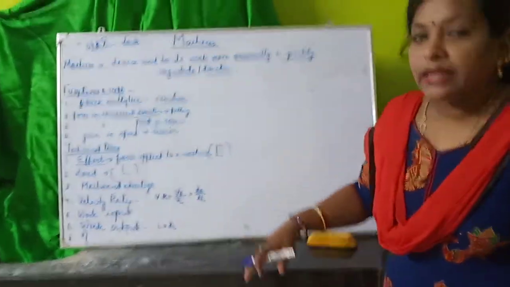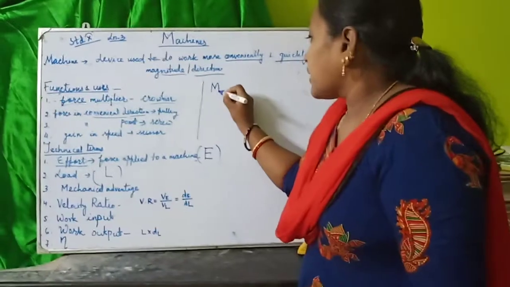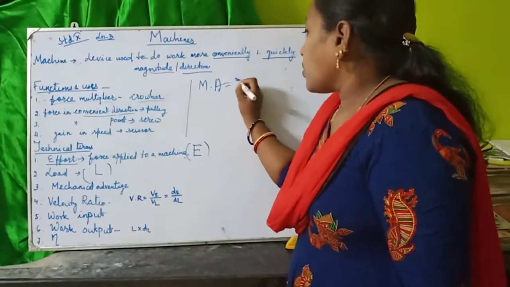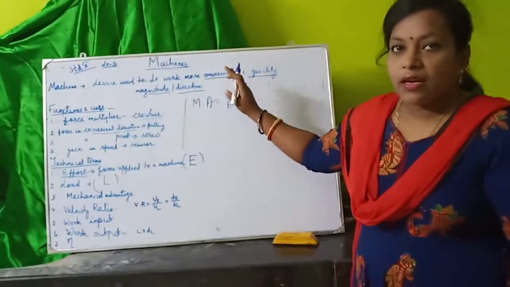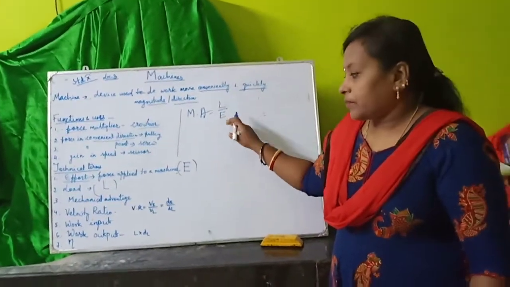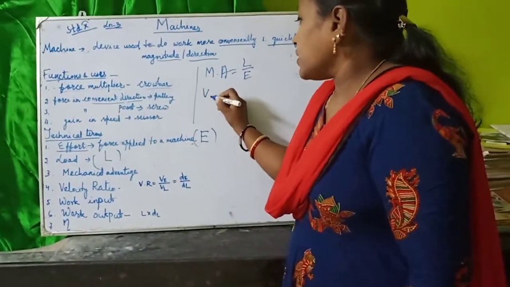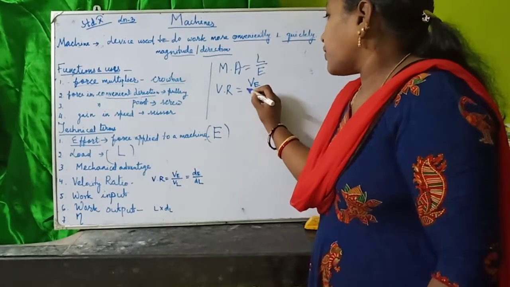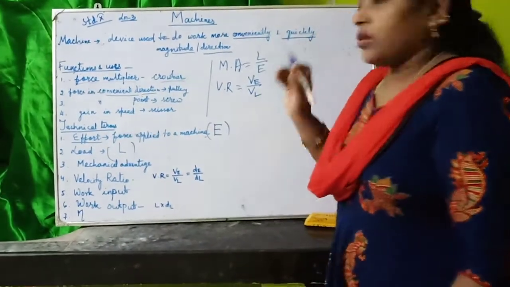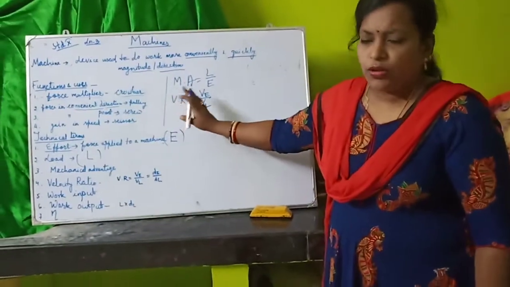Next is mechanical advantage. Mechanical advantage is written as the ratio of load and effort. Mathematically it is written as MA = L/E. Next is velocity ratio. Velocity ratio is defined as the ratio of velocity of effort to velocity of load. From this formula you can define MA and VR.